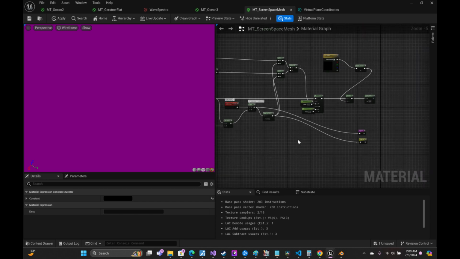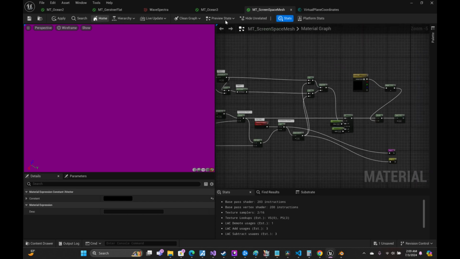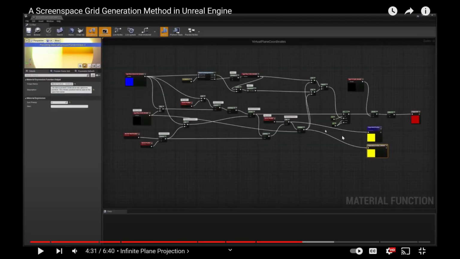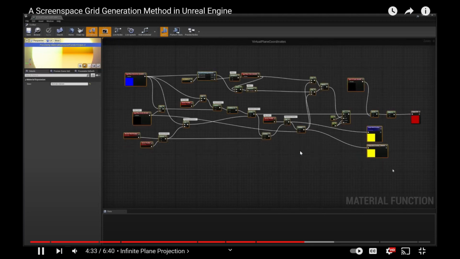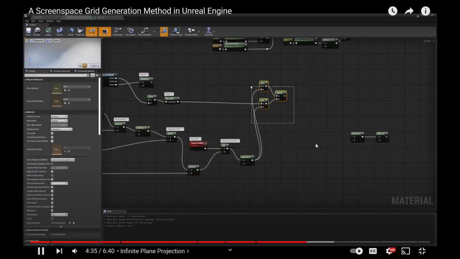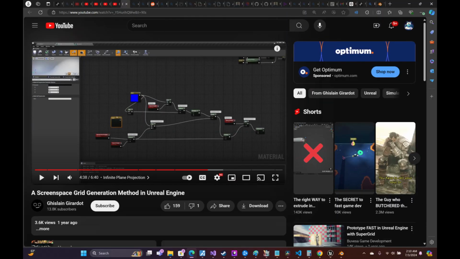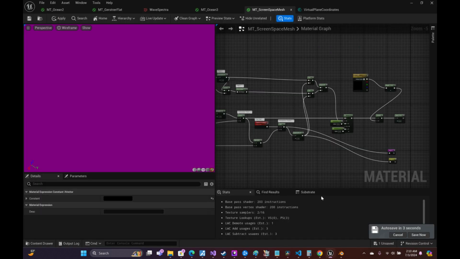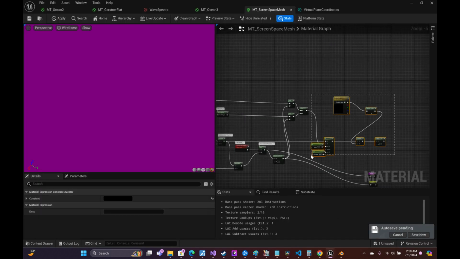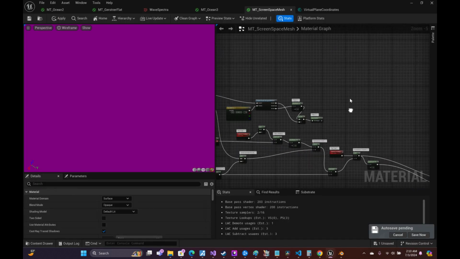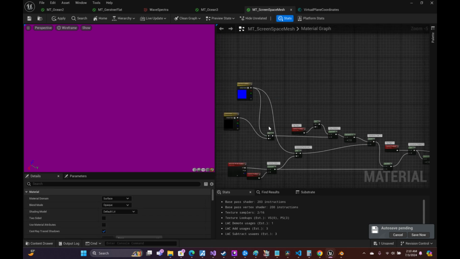I'm pretty sure we only care about this though, so now let's see what he deletes. He's gonna delete all of this. Yep. Okay. So I was right. Because we only care about the world position. We don't care about like normals and stuff like that.